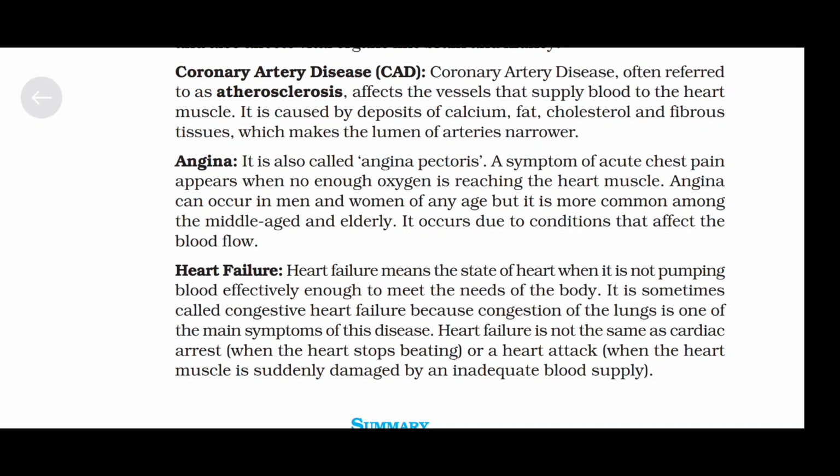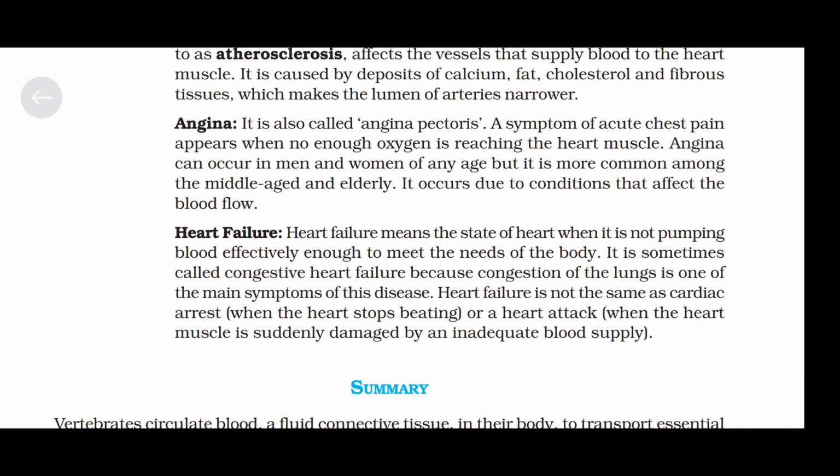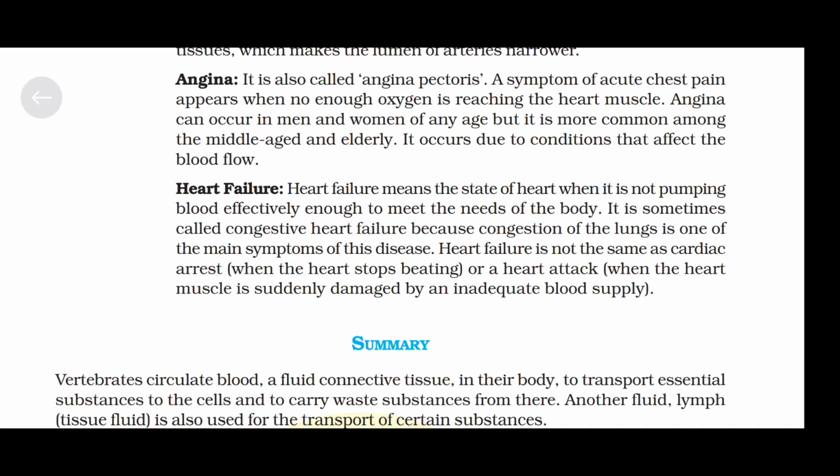Heart failure. Heart failure means the state of heart when it is not pumping blood effectively enough to meet the needs of the body. It is sometimes called congestive heart failure because congestion of lungs is one of the main symptoms of this disease. Heart failure is not the same as cardiac arrest, when the heart stops beating, or a heart attack, when the heart muscle is suddenly damaged by an inadequate blood supply.